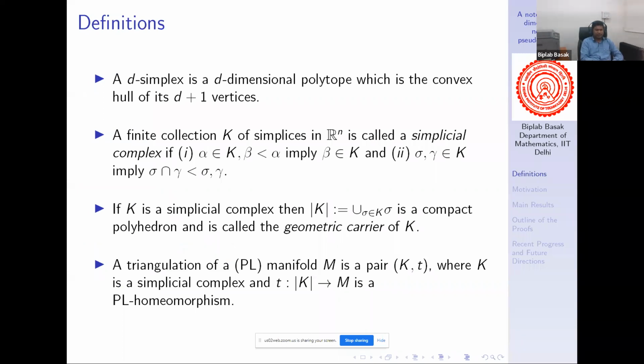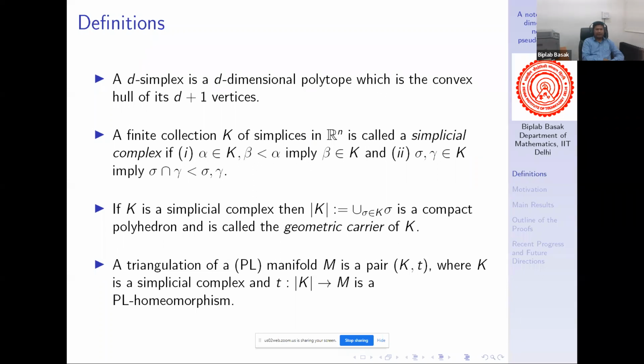So first start with the basic definition. What is a D-simplex? A D-simplex is a D-dimensional polytope which is the convex hull of its D plus 1 points. That means a zero simplex is just a vertex and a one simplex is just a line segment, a two simplex is a triangle, a three simplex is a tetrahedron and so on.